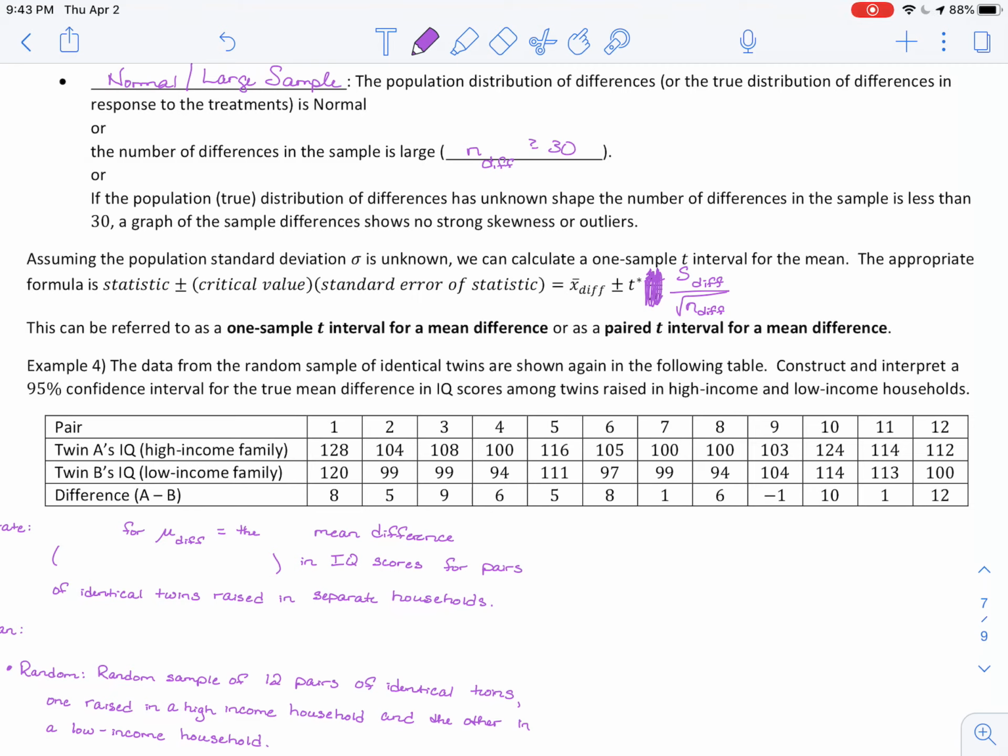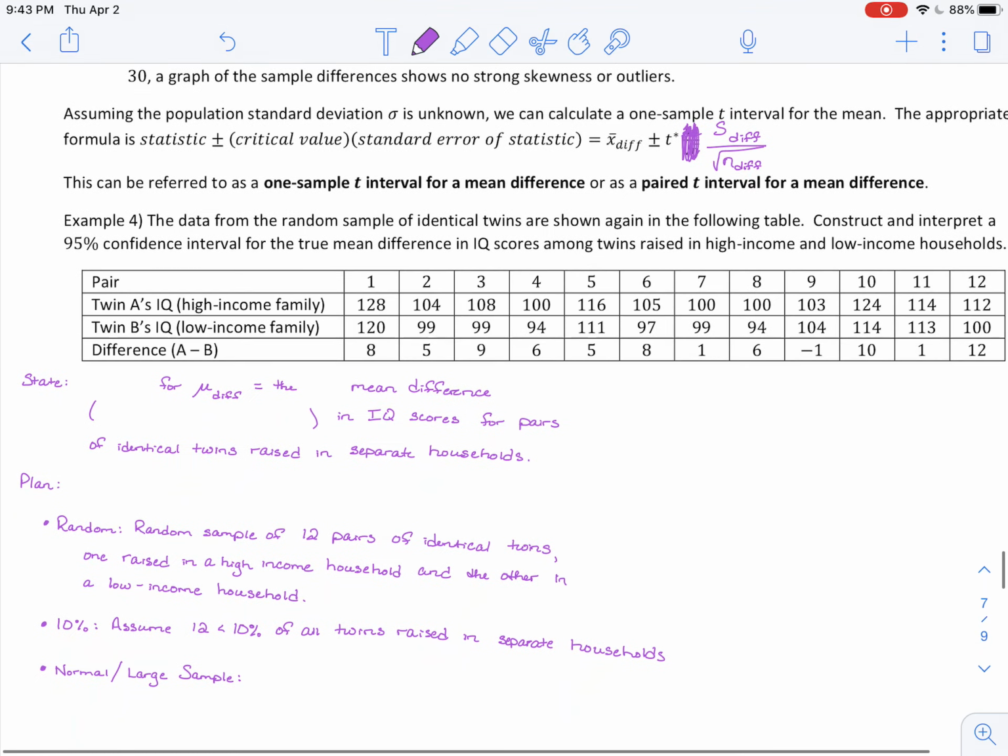So again, it's still a one sample t interval because, yes, I'm saying one sample, but it's a group of differences. We have one group. It's a t interval specifically for the mean difference. You could also think of it just as a paired t interval for a mean difference because it comes up when you have paired data.